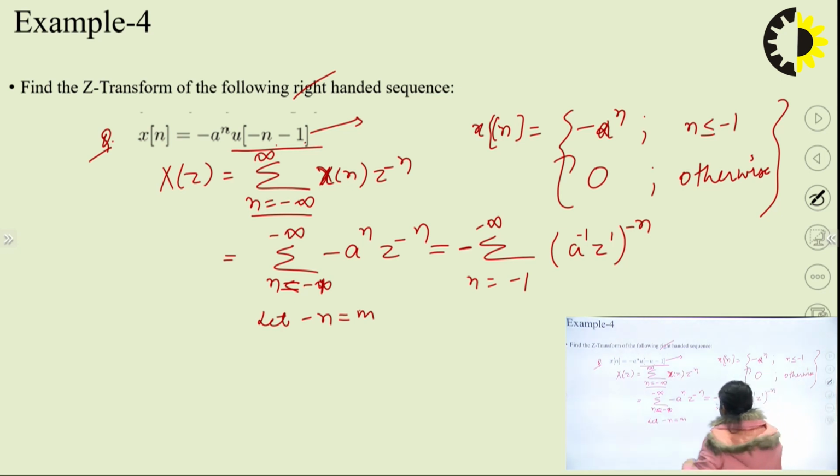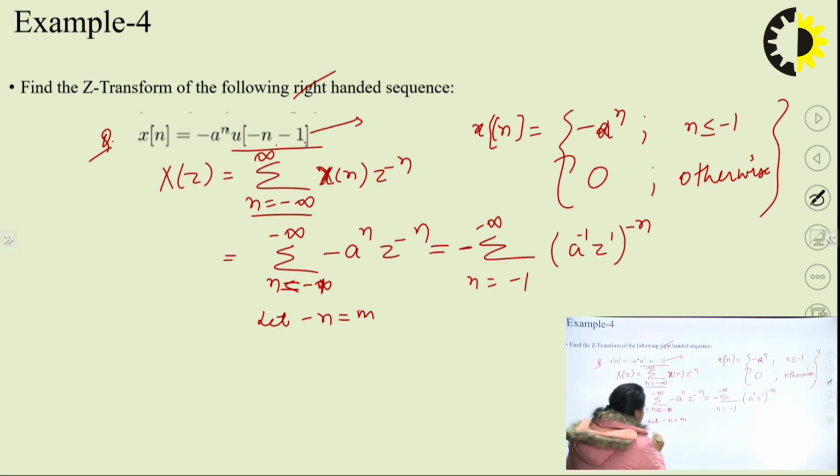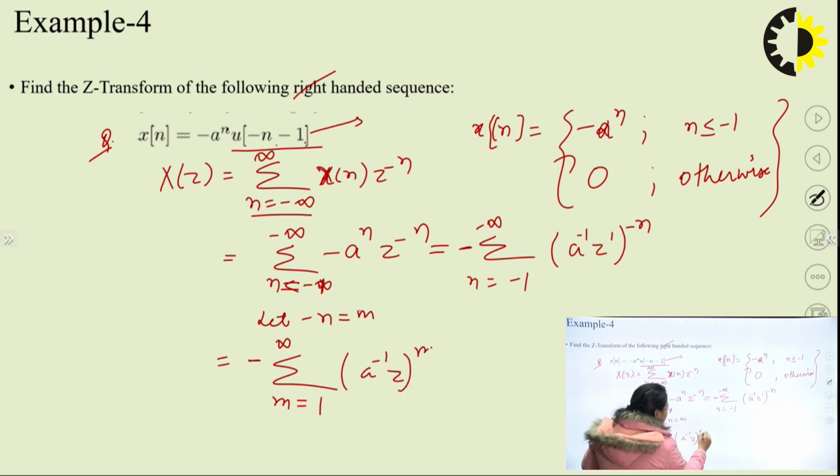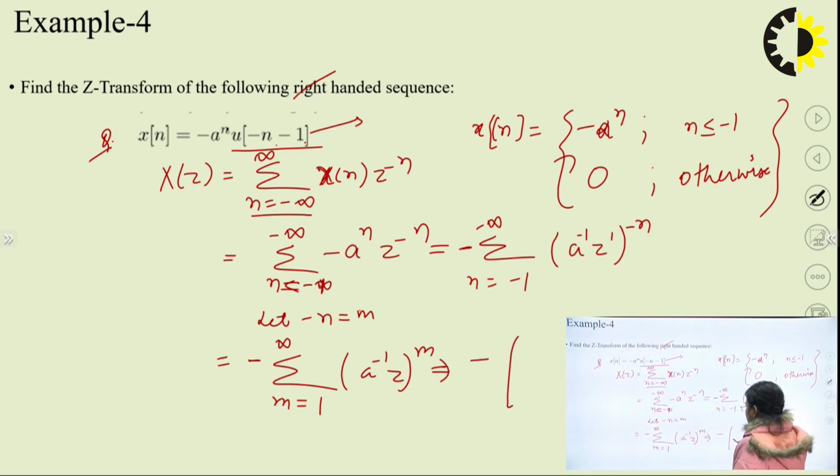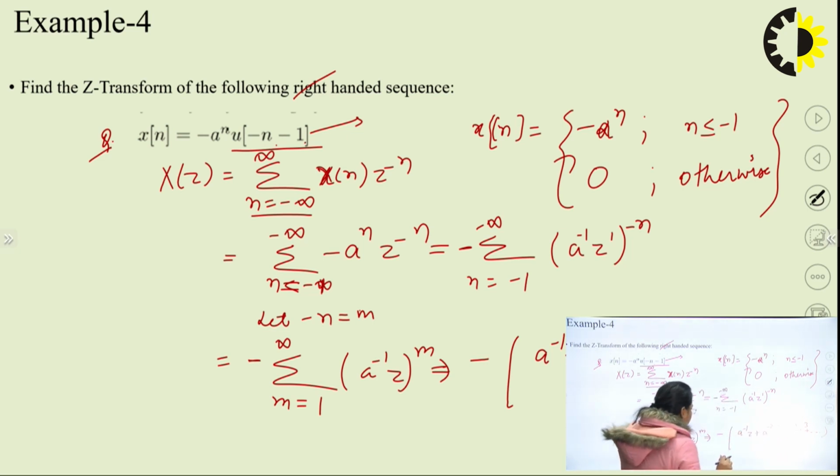Now let -n be equal to m. So I can change it to the summation of m from 1 to infinity, with the minus sign outside, of (a^-1 z)^m. Opening the summation, it will be minus, a^-1 z plus a^-2 z^2 plus a^-3 z^3, and so on, going till infinity.